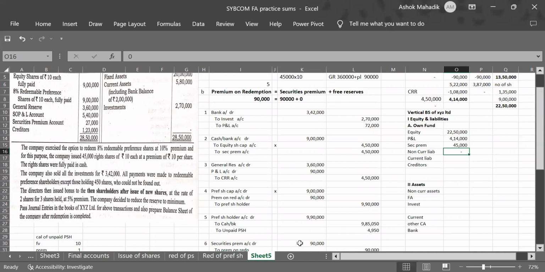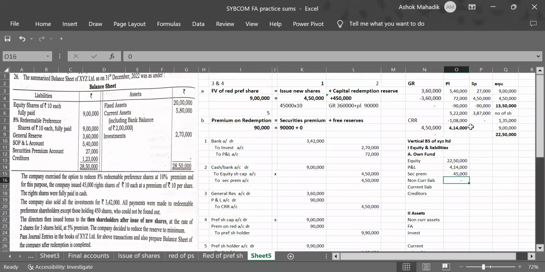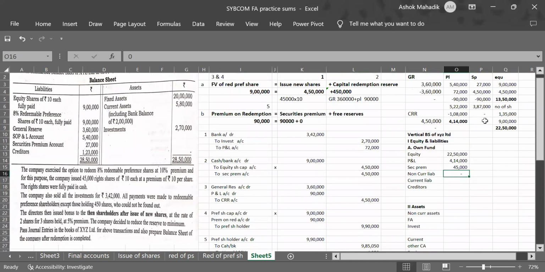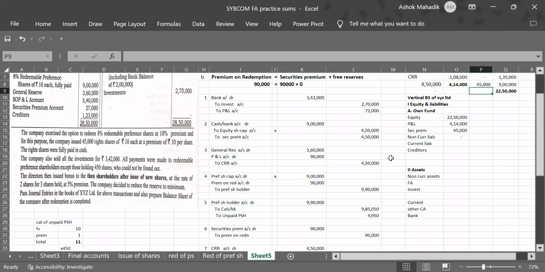So we have balance of 45,000. Okay. We can look up in the working note. It had become 0. But in last entry, we have received 45,000 as new security premium. So you can write it here, 45,000. Okay. So we have security premium worth rupees 45,000 in closing balance sheet.